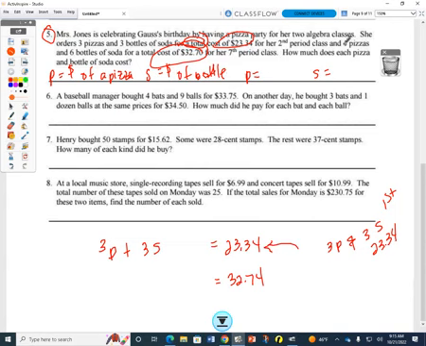So for the next one, I'm looking at the other sentence. It says there were 4 pizzas and 6 bottles of soda, and they equaled $32.70. So that's going to be the information I need for my second equation. 4 pizzas, so 4 times the price of the pizza, plus 6 times the price of a bottle of soda equals $32.74.